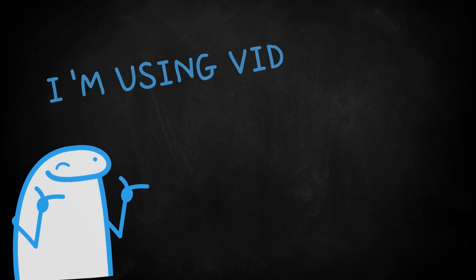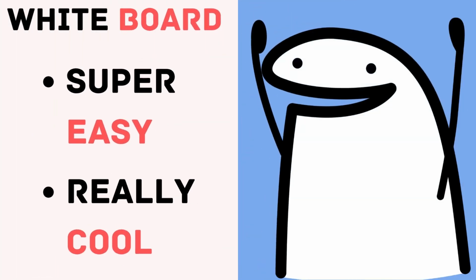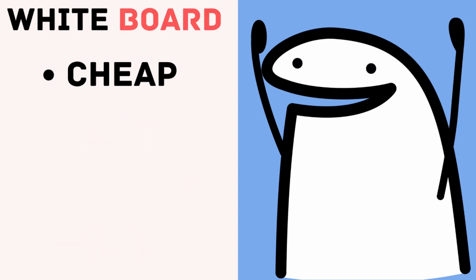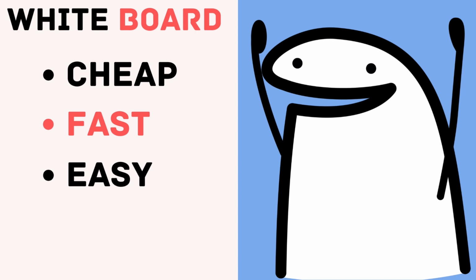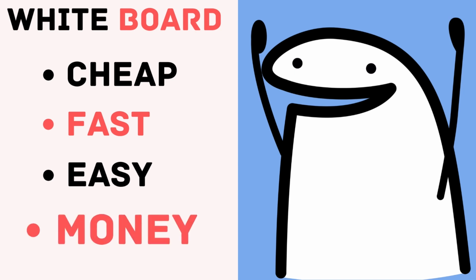Now actually, I use Videoscribe for parts of my videos too. It's super easy to use, and it makes for a really cool video when you do it the right way. Whiteboard videos are really one of the cheapest, fastest, and easiest ways that you can make YouTube videos that will get lots of views and make lots of money.